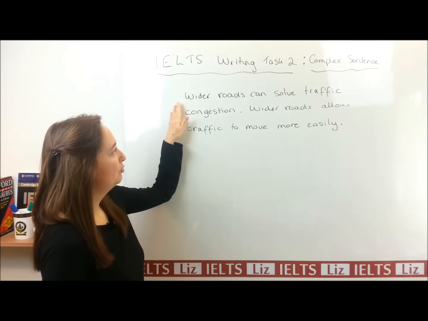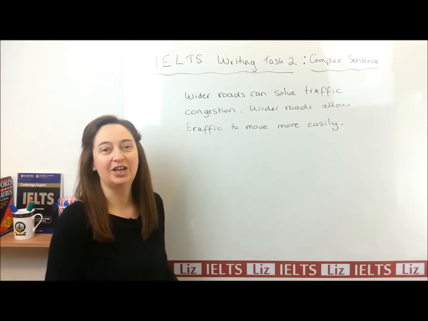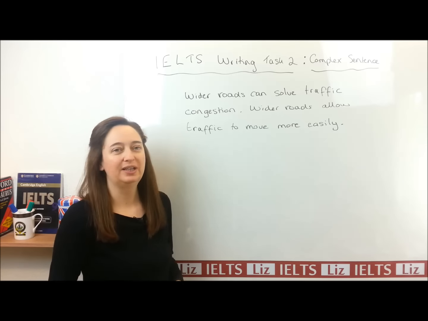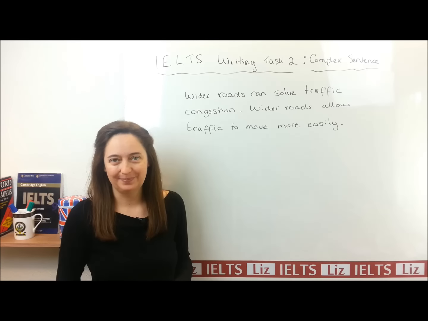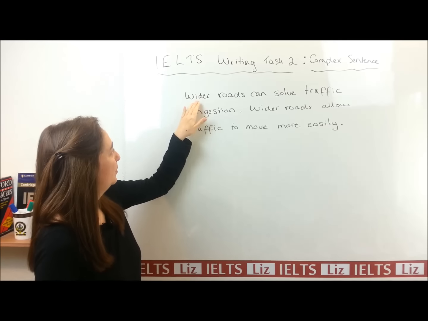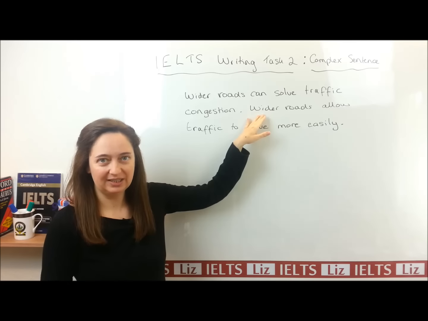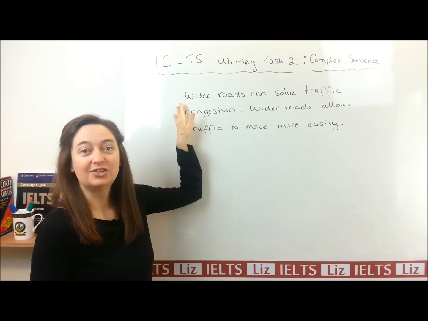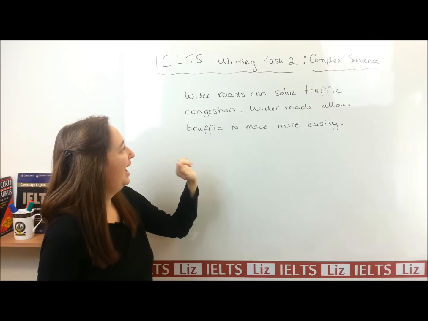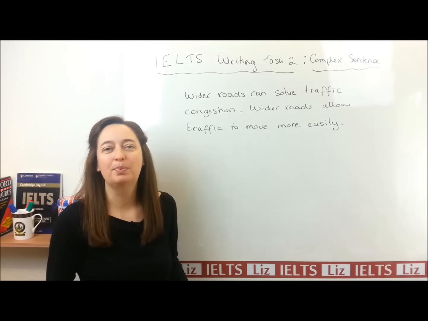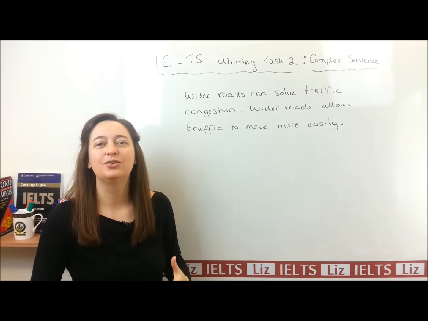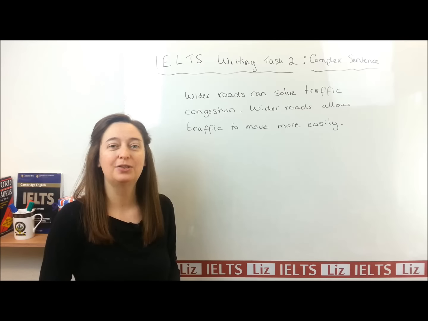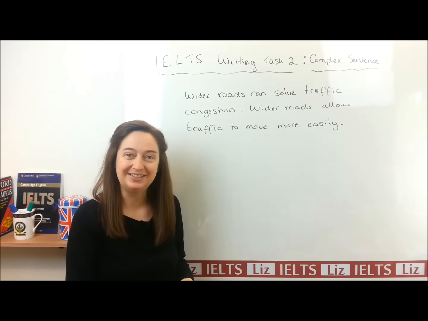We've got, wider roads can solve traffic congestion. And the next one, wider roads allow traffic to move more easily. You can see that we've got a repeat of the subject. We can change that. The first sentence is a solution. And the next sentence explains the solution. It's the reason for the solution. Right, let's make 3 changes and make a complex sentence.